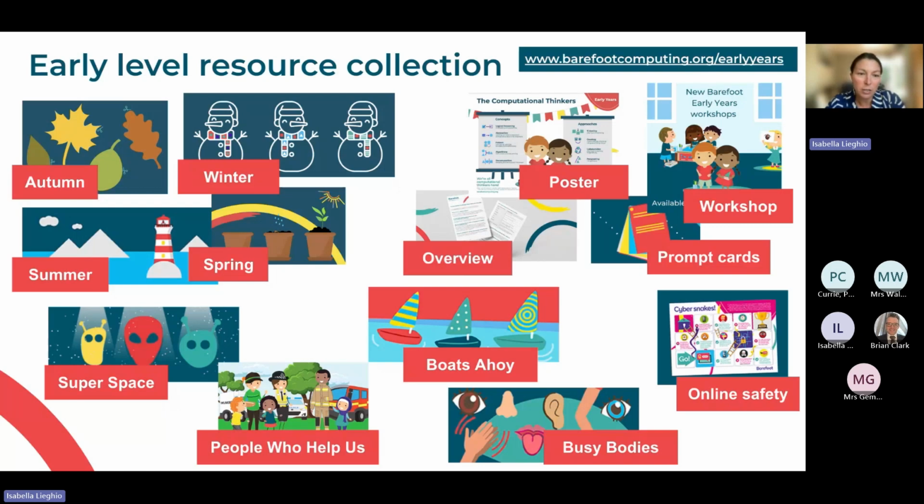So for each of these sections that you can see for the resource sets, there's usually 3 to 6 activities in each set. So the seasons that you can see at the top there are really popular: autumn, winter, summer, and spring. Each have 3 early level resources within them. I'll show you an example in just a sec. But if you haven't looked, perhaps autumn is a great place to start, or maybe winter if you're planning ahead.